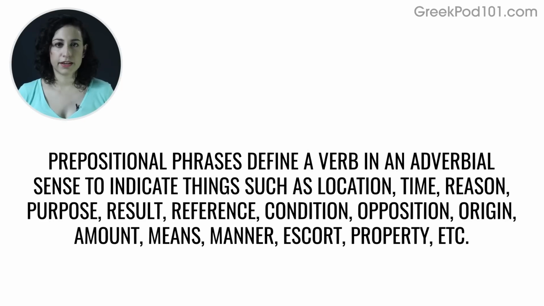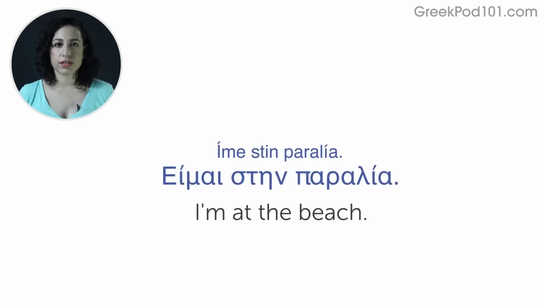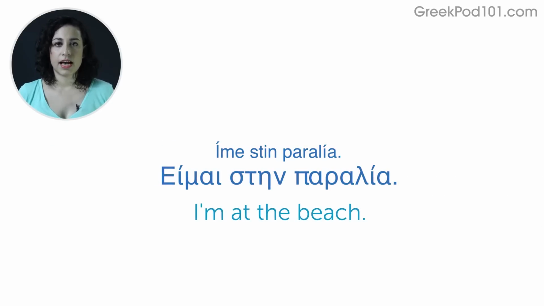Prepositional phrases define a verb in an adverbial sense to indicate things such as location, time, reason, purpose, result, reference, condition, opposition, origin, amount, means, manner, escort, property, etc. For example, είμαι στην παραλία. I'm at the beach. Here, the prepositional phrase with accusative στην παραλία expresses location.